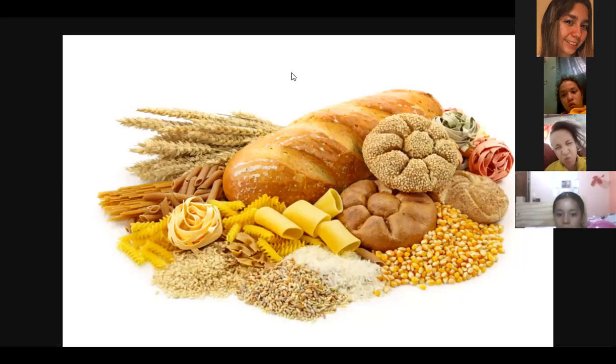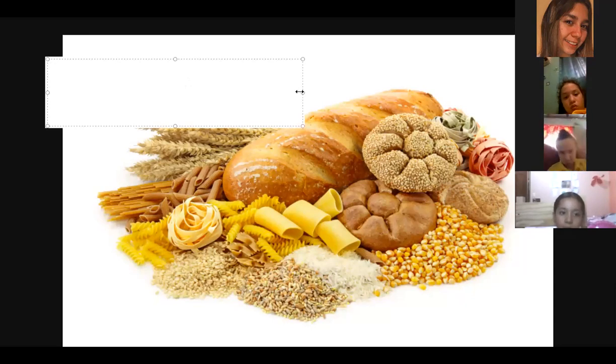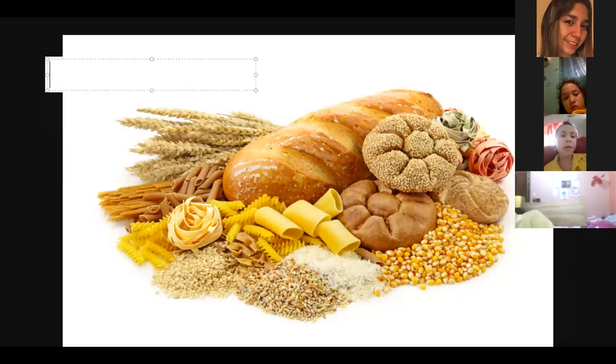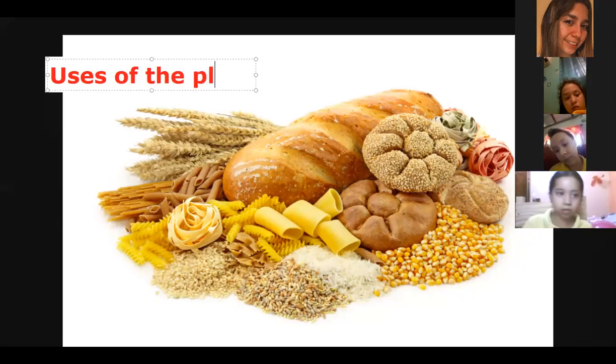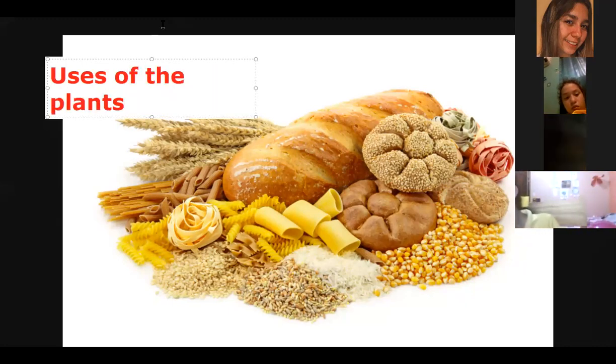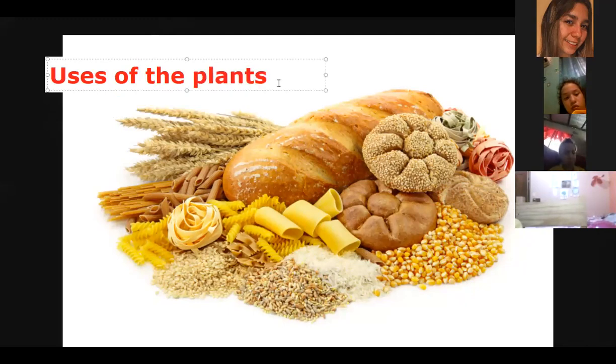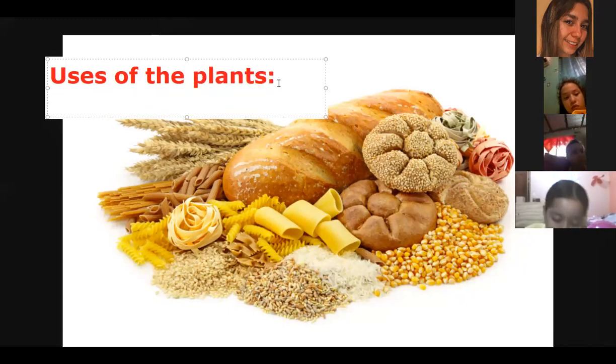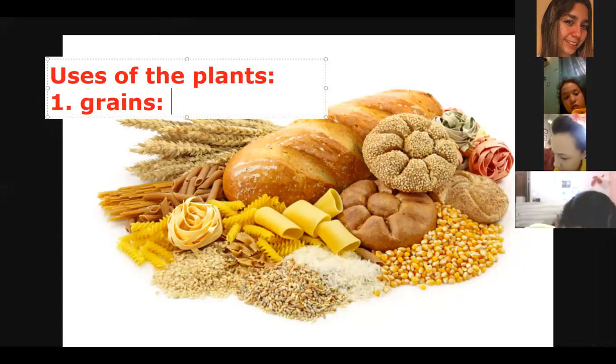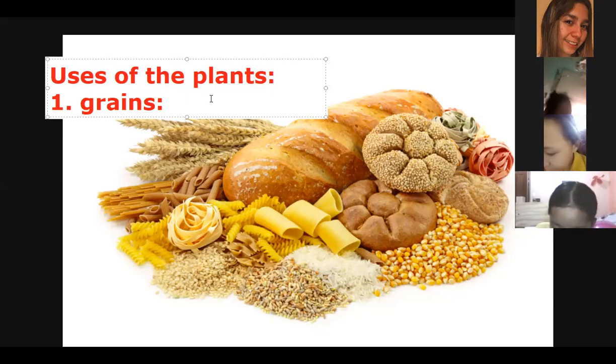So what we're going to do right now is that we are going to write in our notebooks the definition for grains, okay? Write it down, grains. Okay, I'm going to put the title, uses of the plants, right? Uses of the plants. And definitions. First of all, we're going to put grains.